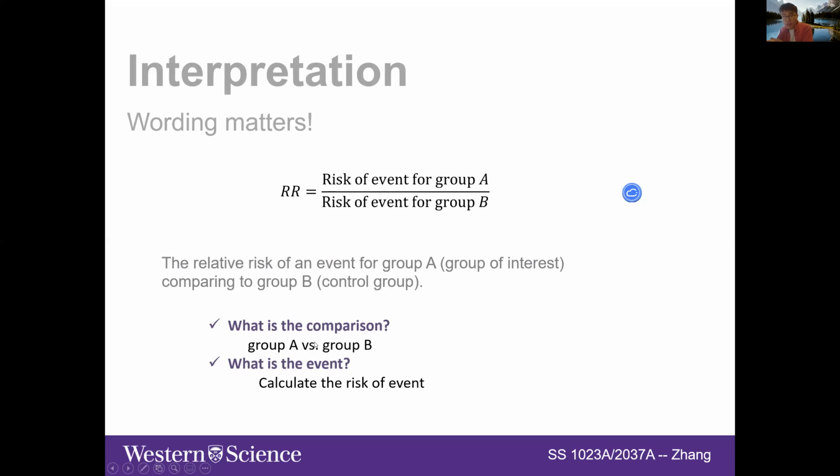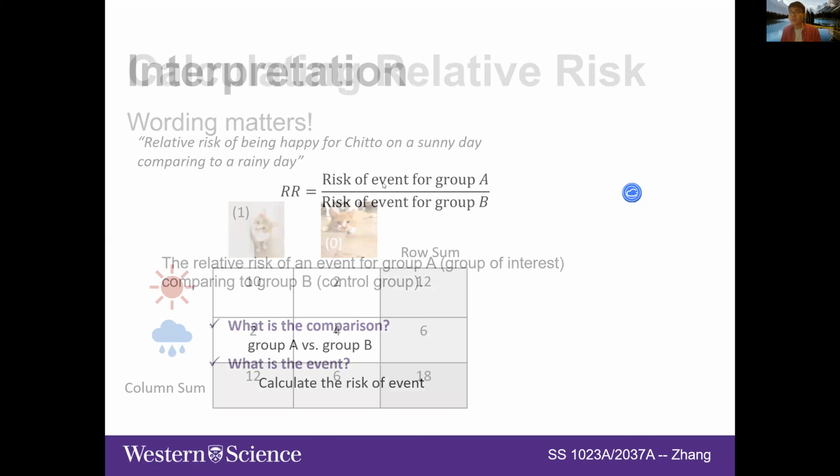After doing that, we ask another question: what is the event we are interested in? This event will help us calculate the specific cell in each part. It decides what event we are trying to look at.